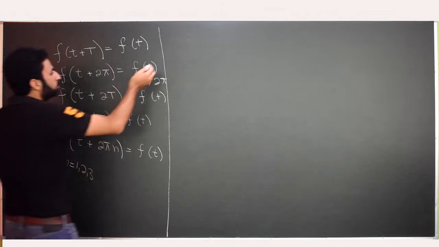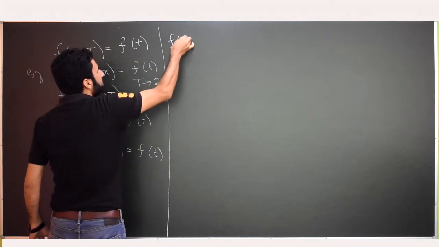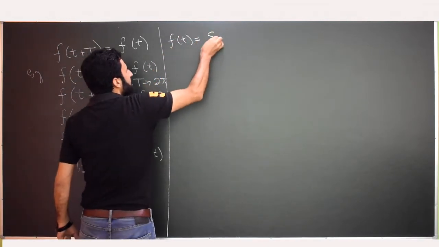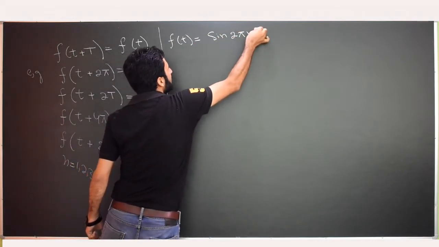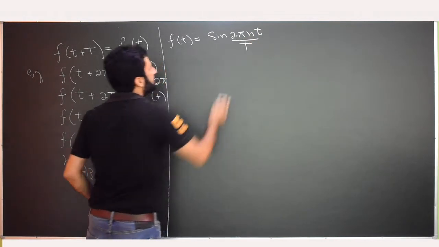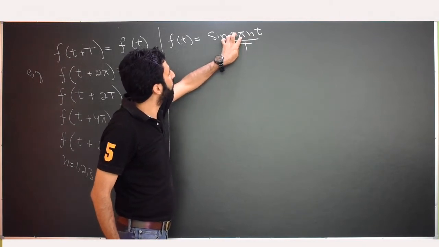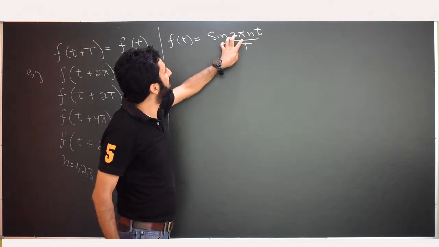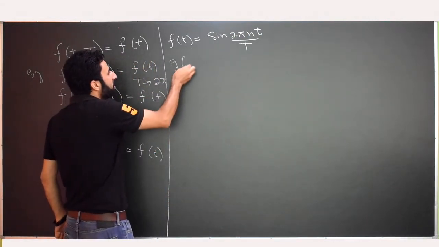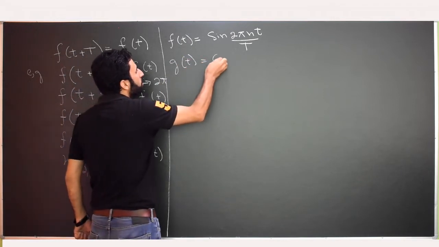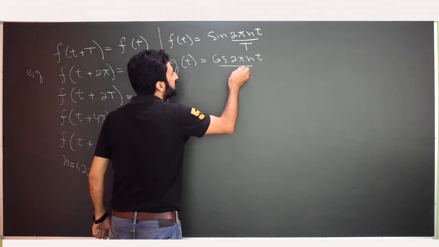So in case of sine and cosine functions, in general, we can write f of t as sine of 2 pi n small t upon capital T. Capital T is the time period, so it can be 2 pi times t when n is 1; if n is 2, it will be 4 pi times t; n is 3, it will be 6 pi times t divided by T. Similarly, in case of cosine function, you can write cos of 2 pi n t upon capital T.